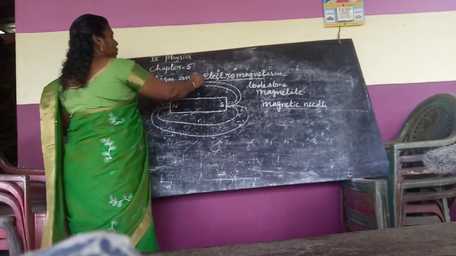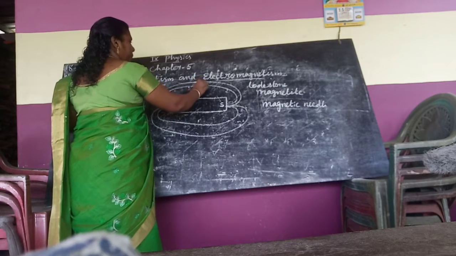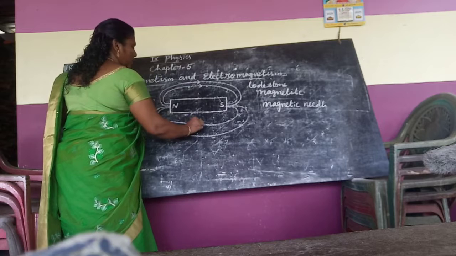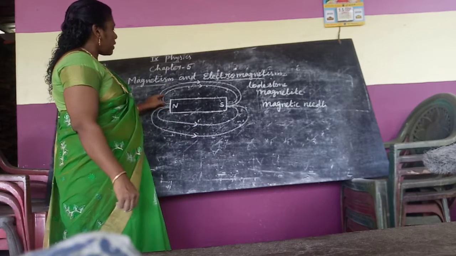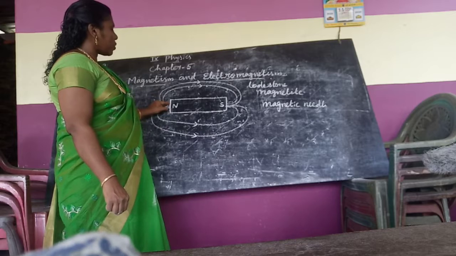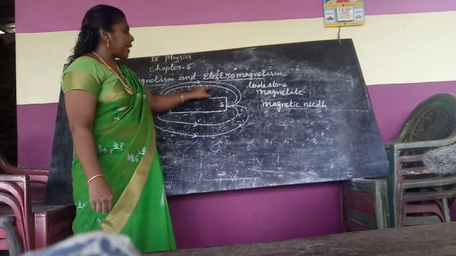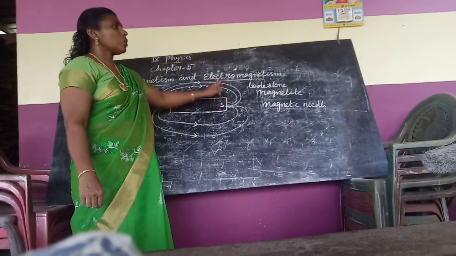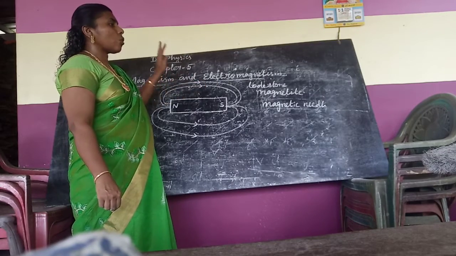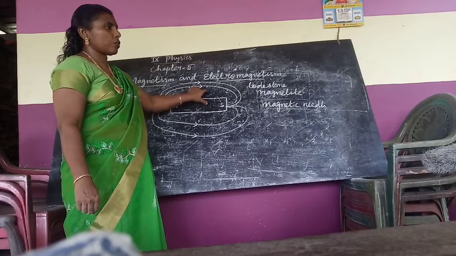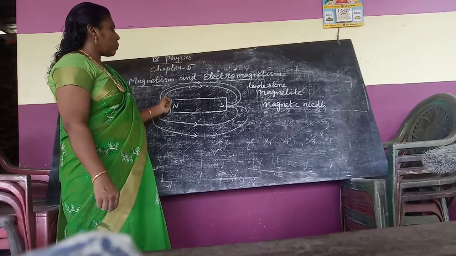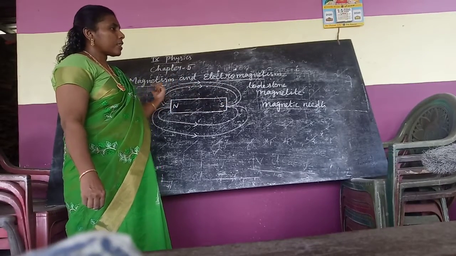Now the arrow mark you can draw like this. It's always a closed curve. Why the arrow mark? Because the magnetic lines of force start from the north pole and end at the south pole. So if you draw two lines, they should not intersect each other. These are the properties of magnetic lines of force. They start from the north pole to the south pole and form a closed curve.